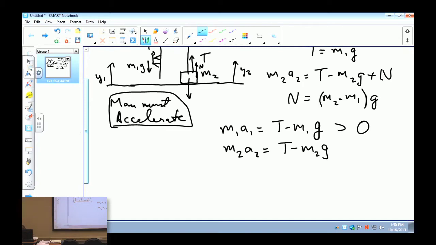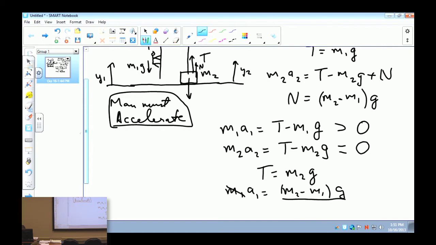then there's no normal force in the second equation for the second body. And in fact, its acceleration is 0. And so the tension is equal to the weight of the heavier body. And then we find out that the acceleration has to be M2 minus M1 G divided by M1. So he has to accelerate at that value, which means that he's got to be pulling faster and faster and faster.